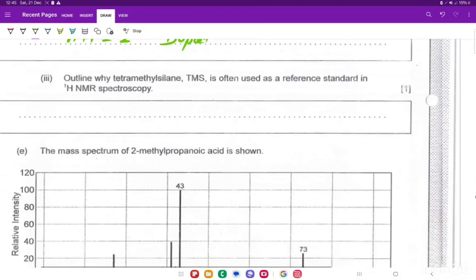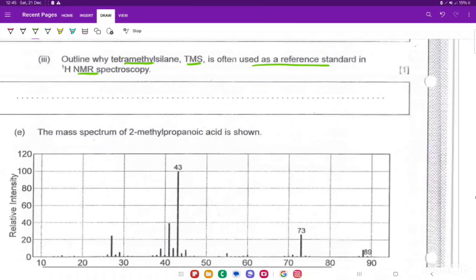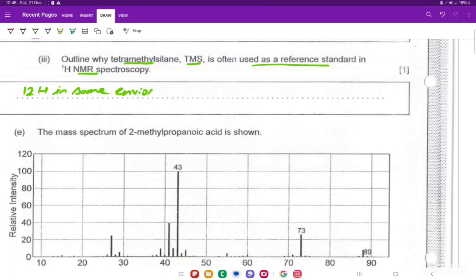Outline why tetramethylsilane, TMS, is often used as a reference standard. There are many reasons for this. Since it has 12 hydrogens in the same environment, which is the maximum number of hydrogen atoms in an environment, the first reason is that it will give a strong signal, and therefore it can be used as a reference. Along with it, it is inert, soluble in most solvents, and can be removed easily. That is also why it is used as a reference standard.